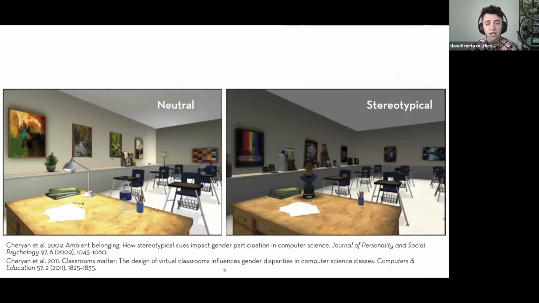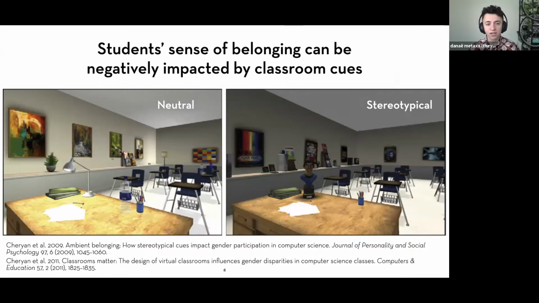And so at the start of my PhD, I found this prior research that had examined ambient belonging in physical spaces like professors' offices. Cheryan et al. found that students' sense of belonging can be negatively impacted by classroom cues. So stereotypical cues in offices and classrooms, like what books are on the table or what posters are on the wall, could have a negative effect on potential students, in particular students from marginalized groups.